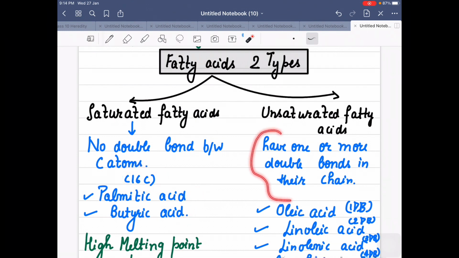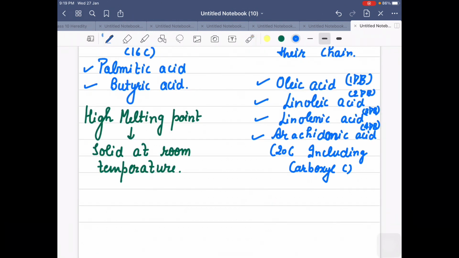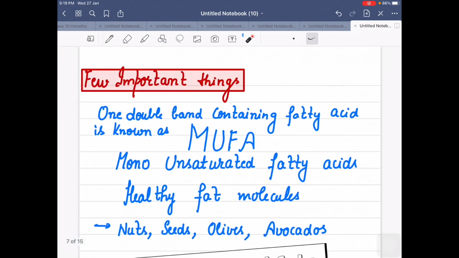Those which have one or more double bonds in their chain. If one has 1 double bond, it is known as oleic acid. Linoleic acid has 2 double bonds. Linolenic acid has 3 double bonds. Arachidonic acid has 20 carbons, including the carboxyl carbon.